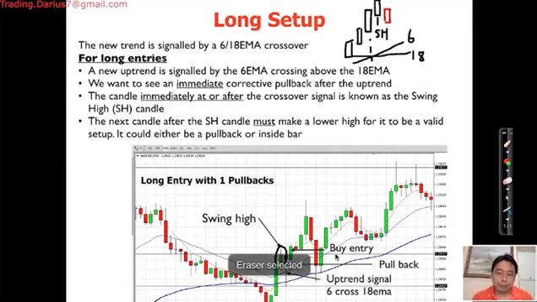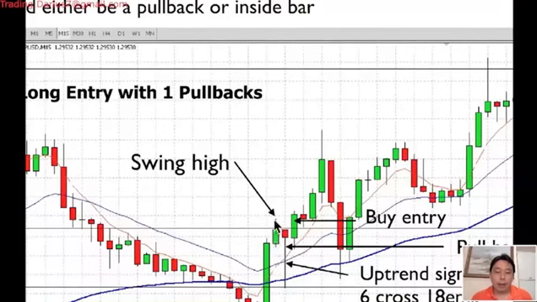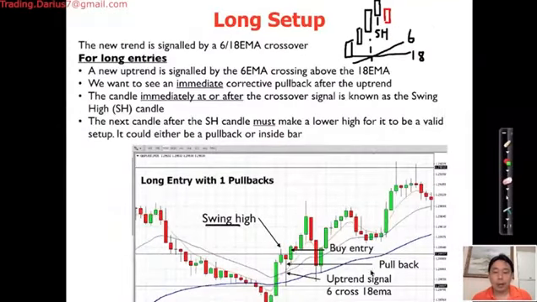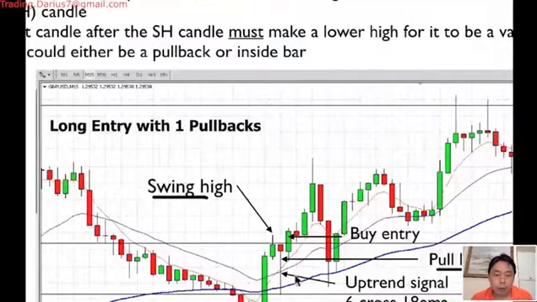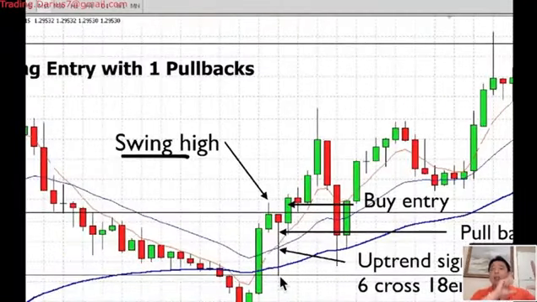So in this case, let's take a closer look over here. We can see that right after the swing high, we have the next candle making a lower high and lower low. So this is known as the swing high and pullback candle. Got it? Great. Now, the moment you have at least a pullback or an inside bar, you're ready to place your buy order. We're going to place our buy order right above the pullback candle or the inside bar candle.